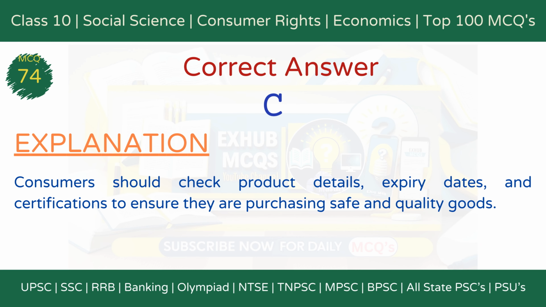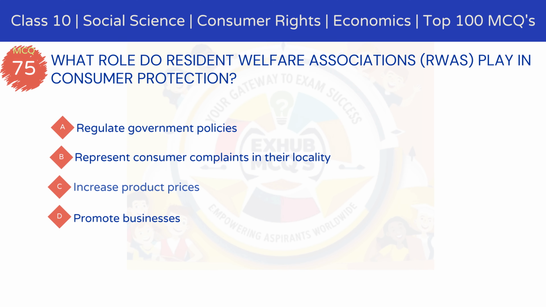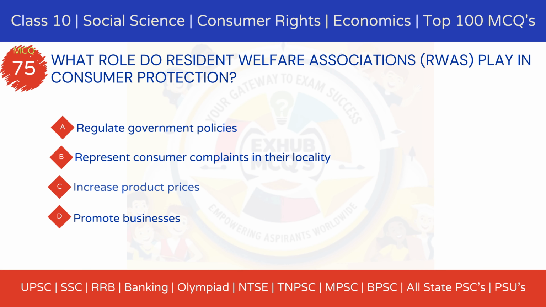The correct answer is option C, check product details and certifications before buying. Explanation: consumers should check product details, expiry dates, and certifications to ensure they are purchasing safe and quality goods. MCQ 75. What role do resident welfare associations, RWAs, play in consumer protection? Option A, regulate government policies. Option B, represent consumer complaints in their locality. Option C, increase product prices. Option D, promote businesses.